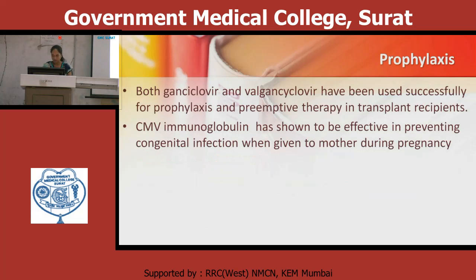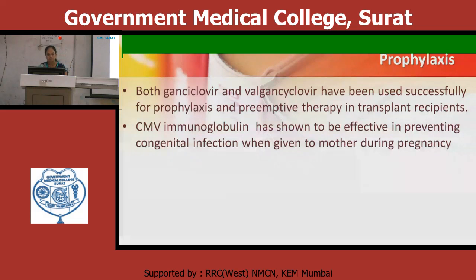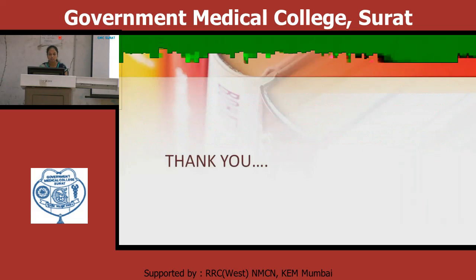Prophylaxis. Both ganciclovir and valganciclovir have been used successfully for prophylaxis and presumptive therapy in transplant recipients. CMV immunoglobulin has been shown to be effective in preventing congenital infection when given to the mother during pregnancy.